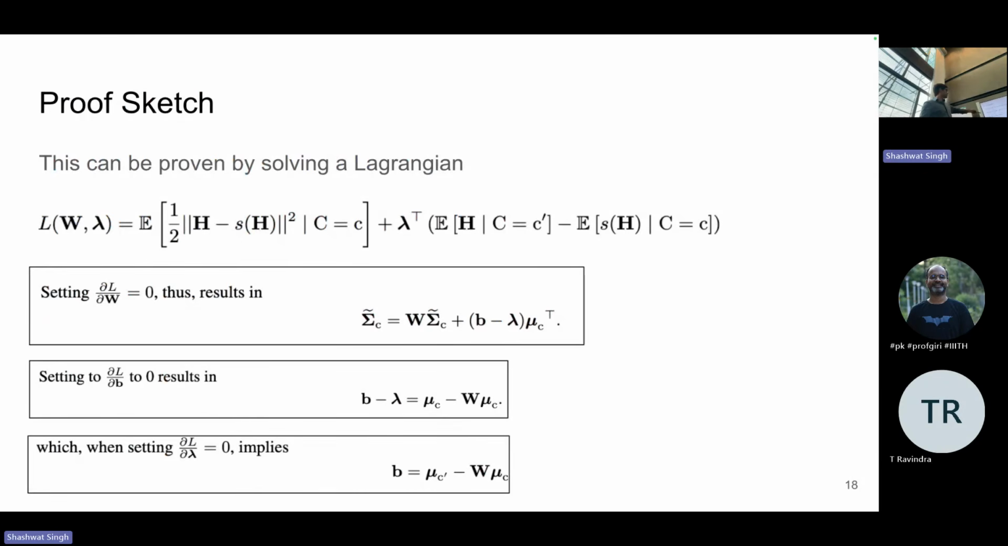Yeah. So here I only kept the verification bits of the proof. Essentially, once we set all these three to zeros for the Lagrangian, we get three equations, three variables. If you put W as identity here, and B is already, essentially, mu C dash minus W mu C. It works out. All of the equations will work out. There's no violation essentially. Okay. That's the check. So this solves out.